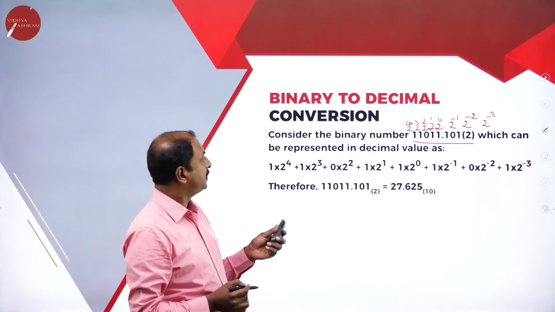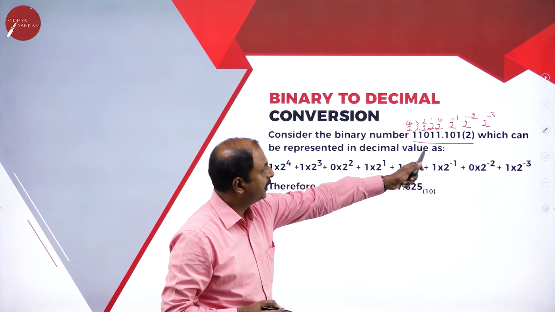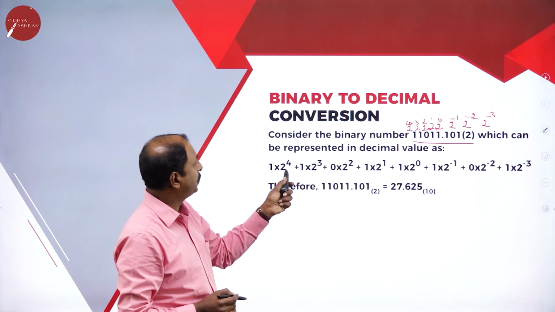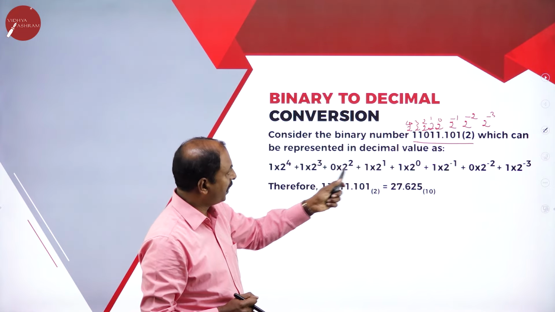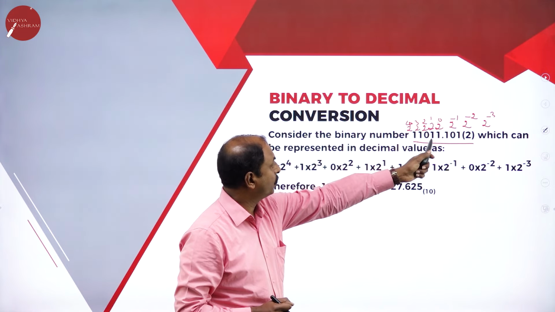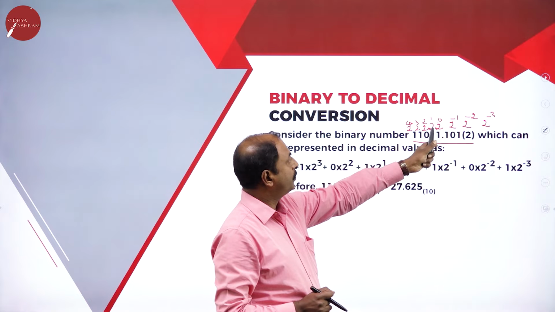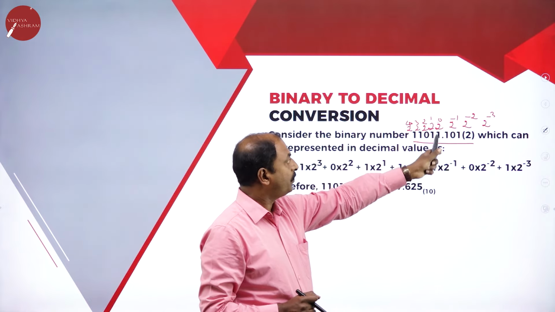Now observe this. The first digit is 1. This 1 into 2 to the power of 4, plus the second digit into 2 to the power of 3, and 0 into 2 to the power of 2, plus 1 into 2 to the power of 1, 1 into 2 to the power of 0.